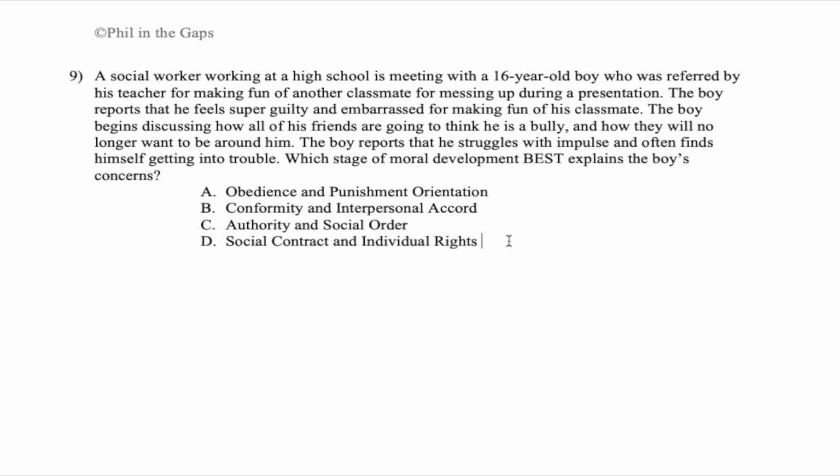Which stage of moral development best explains the boy's concerns? A, obedience and punishment orientation. B, conformity and interpersonal accord. C, authority and social order. D, social contract and individual rights.